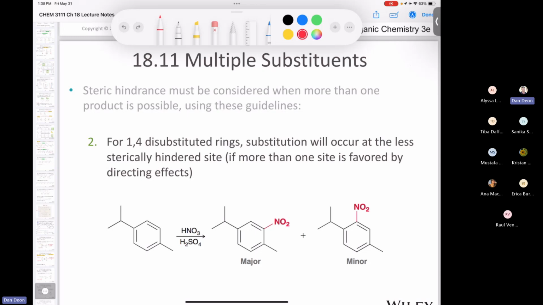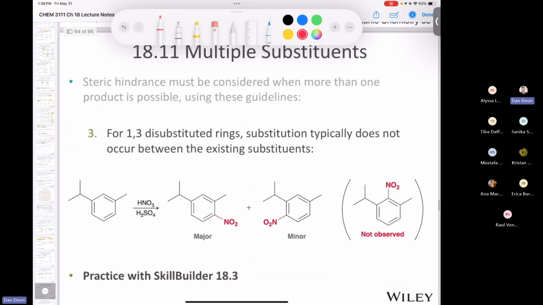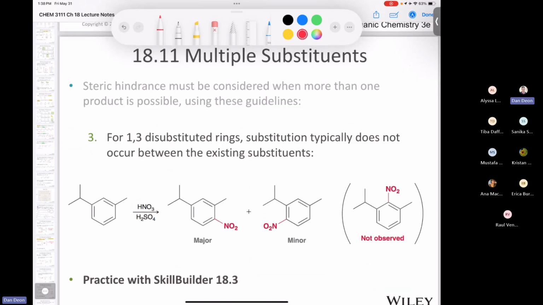So again, if you have two weak activators like two alkyl groups, what's going to be the deciding factor here? It's going to be sterics, right? That's all it is. You look for whichever position is less sterically hindered. That's your winner. And then what if you have a 1,3 substitution? Okay, it's a great question. First of all, you're not going to get any substitution between the two groups. This position is going to be really hindered, so you never get anything there.